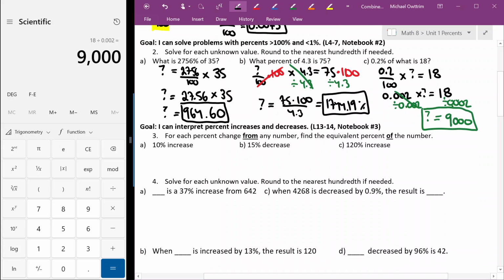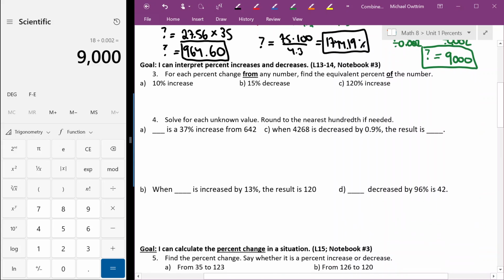So those are just your basic percent of equations. Question A was a type 1 equation. Question B was a type 2 equation. Question C was a type 3 equation.